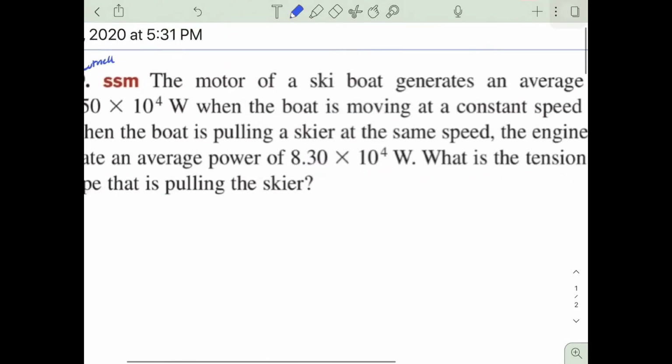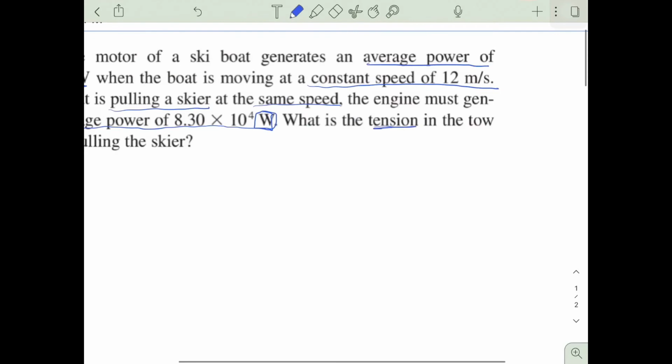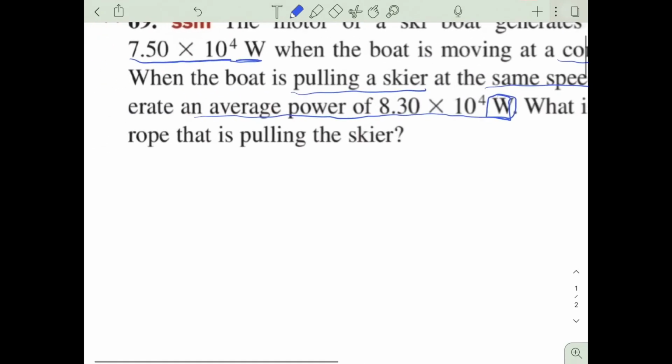The motor of a ski boat generates an average power of 7.50 times 10 to the fourth watts, because power is measured in watts, when the boat is moving at a constant speed of 12 meters per second. When the boat is pulling a skier at the same speed, the engine must generate an average power of 8.30 times 10 to the fourth watts. What is the tension in the tow rope that is pulling the skier?